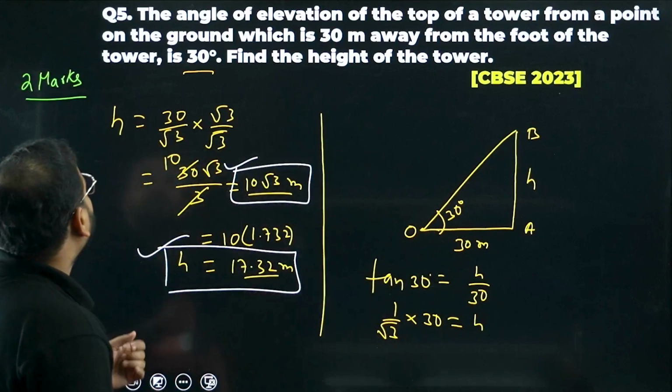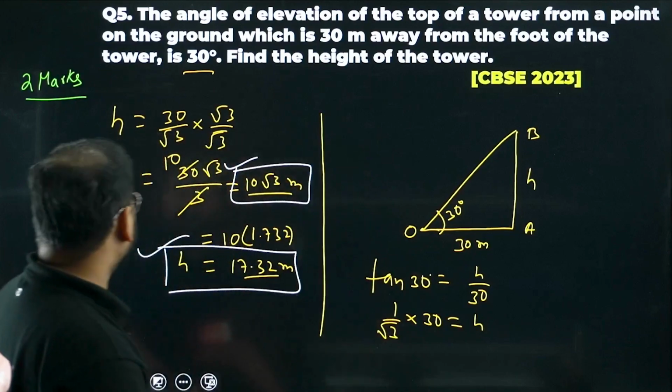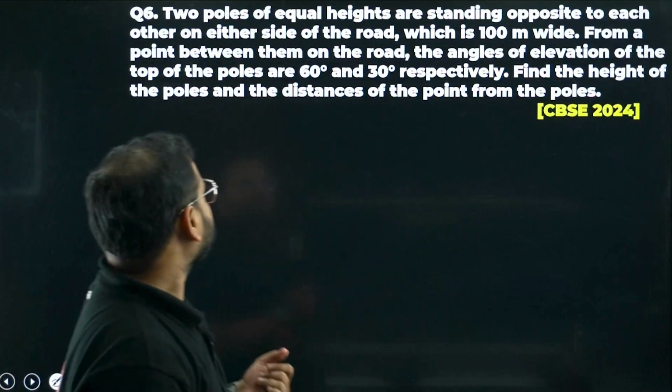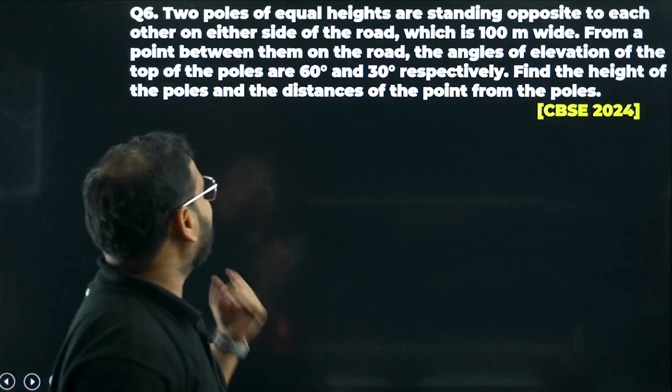Okay, clear? Question number 5 is clear, a simple 2 mark question. It was asked in the 2023 paper, a very recent question. The questions can come like this. Okay, next: 2 poles of equal heights are standing opposite to each other on either side of a road.